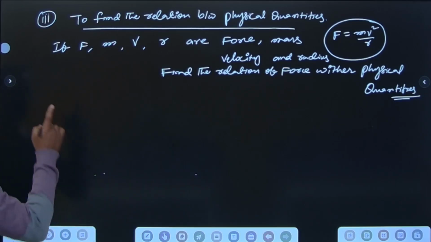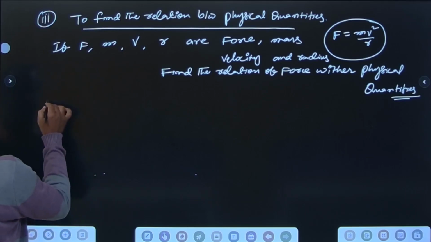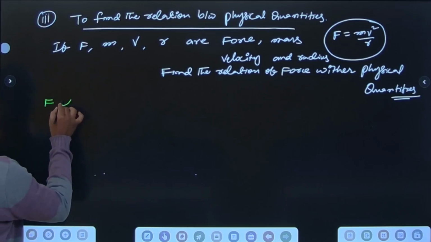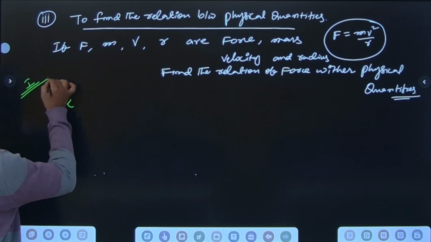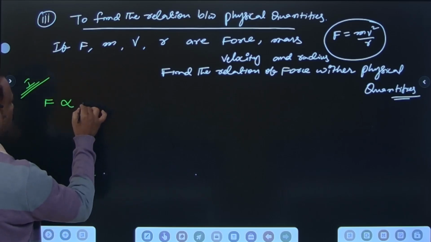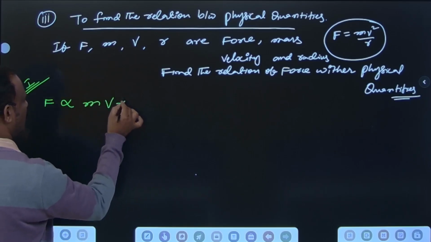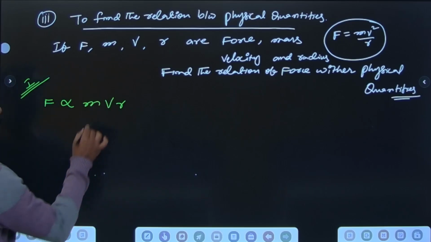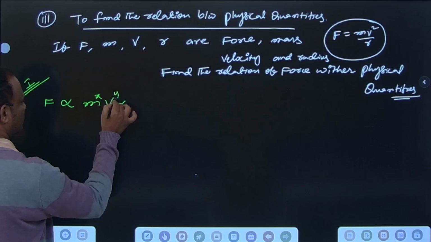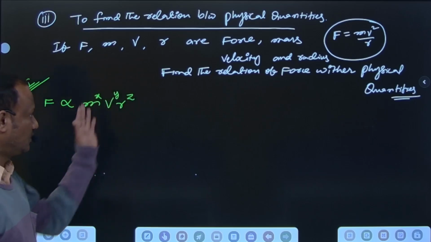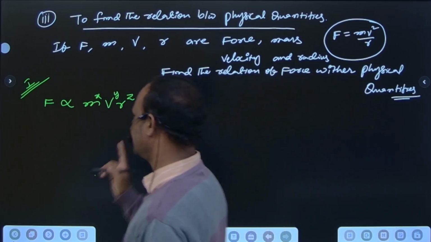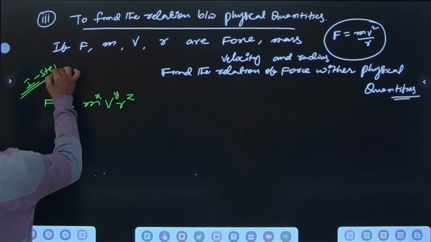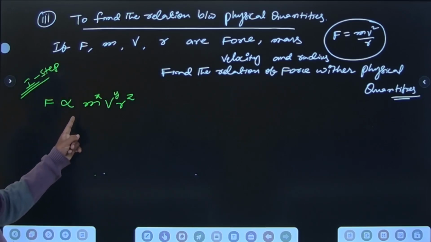First, you write what is to be found: F is directly proportional to the physical quantities, each raised to a power. This is the first step. F is proportional to M, V, R, to the powers x, y, and z. Some other physical quantities could also be there, and you can take them as any powers. First you write the relation: F is proportional to m power x, v power y, r power z.